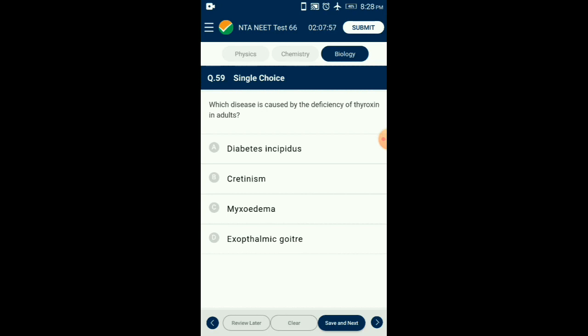Myxedema occurs due to deficiency of thyroxine in adults. The peculiar feature of myxedema is that the face and hands become swollen due to deposition of albuminous myxomatous tissue. So the answer for this question is option C, myxoedema.